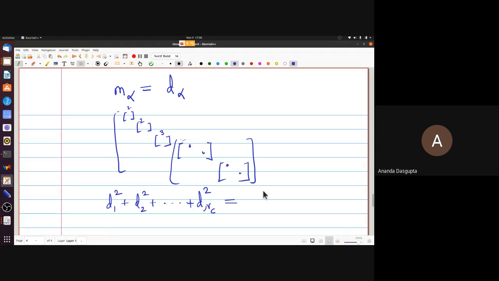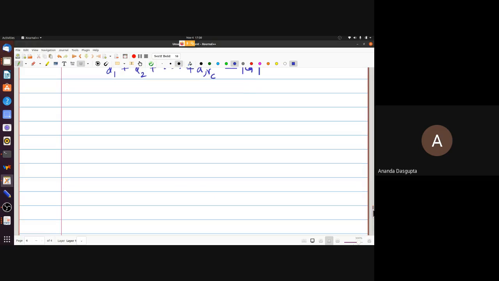So how many rows does the regular representation have? Mod G. So you get a very interesting criterion: if you add all the squares of the dimensions, d1 square, d2 square, and so on, you must get mod G. This is actually a huge amount of information, so let us try using that.